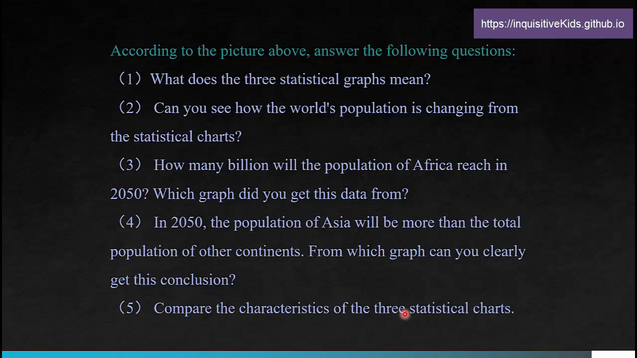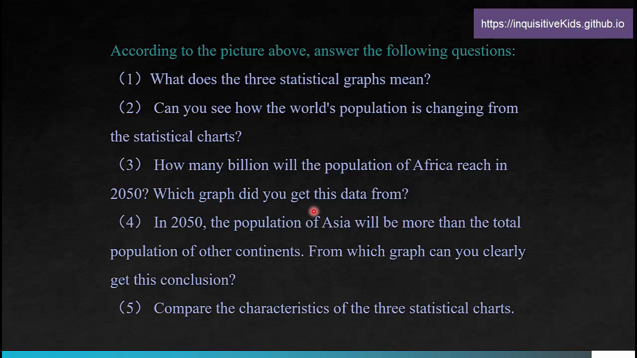Question 2: Can you see how the world's population is changing from the statistical charts? What we just covered was that we saw the line chart, and it was showing how rapidly the population was growing. And the pie chart and the bar chart show more comparison between different parts of that data, and the line chart shows the changes of that data, how it changes.